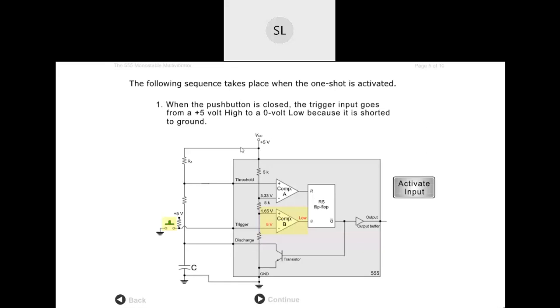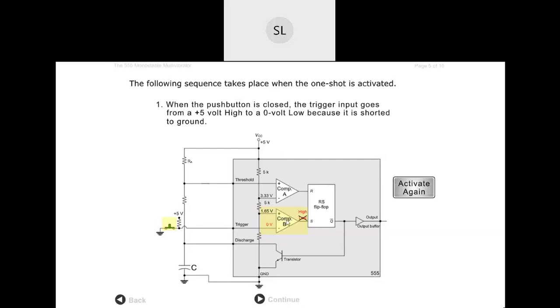Okay? Now when the push button is closed, the trigger input goes from a plus 5 volt high to a 0 volt because it is shorted to ground. Okay. So once I press this push button here, आता मगाशी मी तुम्हाला जे कंपॅरेटरचं लॉजिक दाखवलं होतं तिथं काय होतं, इन्व्हर्टिंग टर्मिनलला 5 व्होल्ट होतं. आता जेव्हा हे पुश बटन आपण प्रेस करू म्हणजे आपण जेव्हा ते ट्रिगरिंग सिग्नल देऊ तेव्हा काय होणार, हा इन्व्हर्टिंग टर्मिनल ग्राउंडला शॉर्ट होणार. त्यामुळं output of this comparator will be now high, correct?